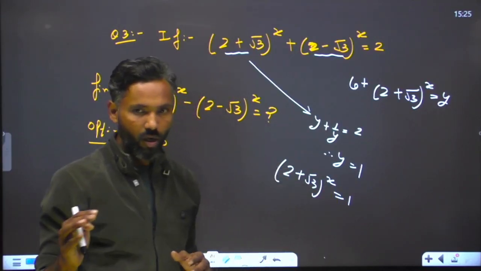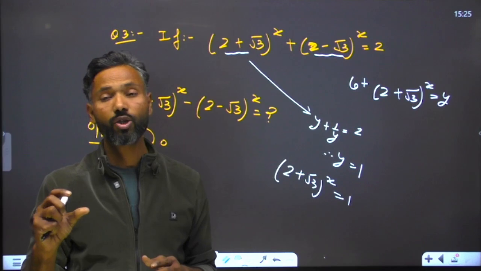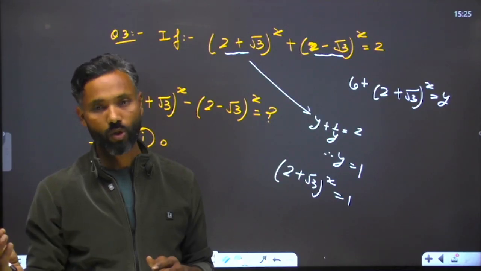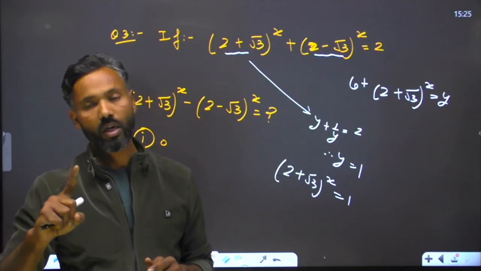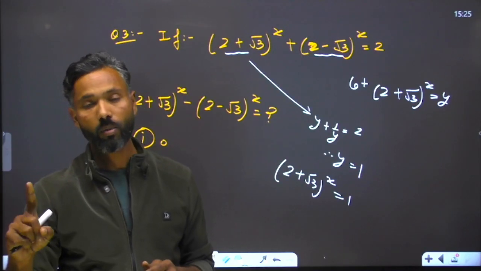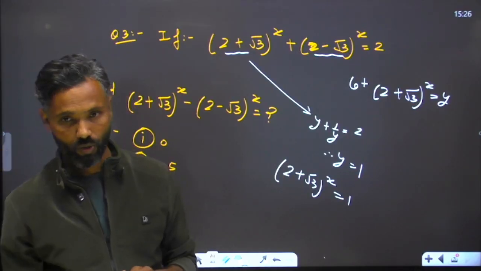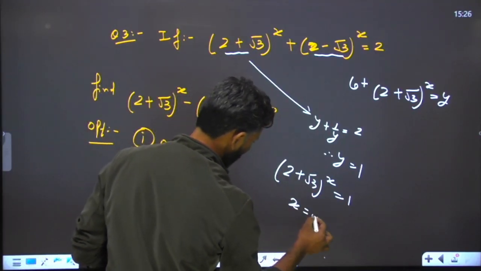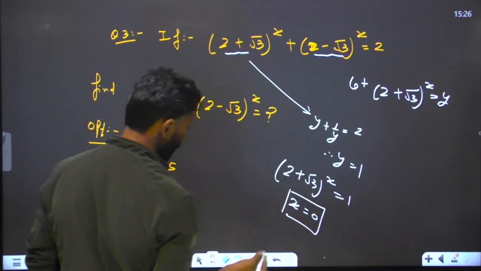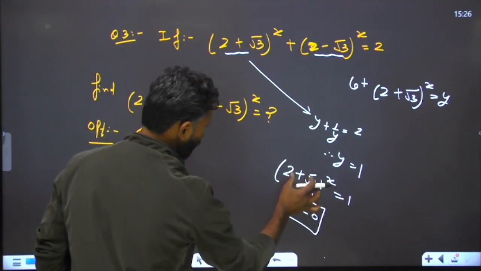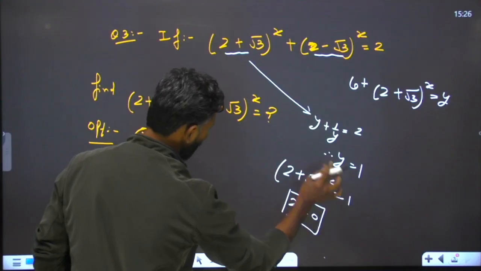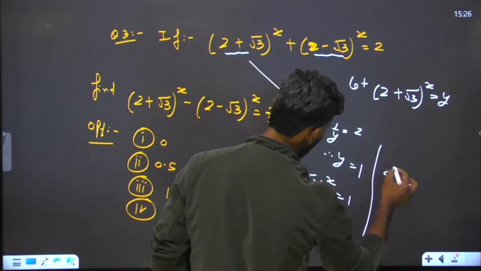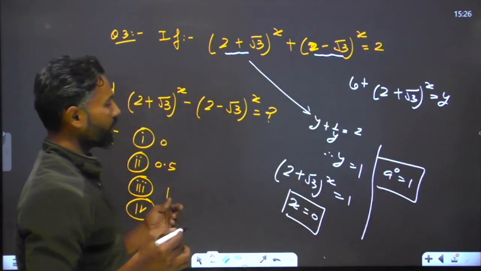You have studied that if power is 0, any real number having power 0, the result will be equal to 1, except 0 to the power 0. So I can say that x is equal to 0 over here, because (2 plus root 3) whole to the power 0 is equal to 1. It is the rule of surds and indices, a to the power 0 equals 1. We applied the rule over here.